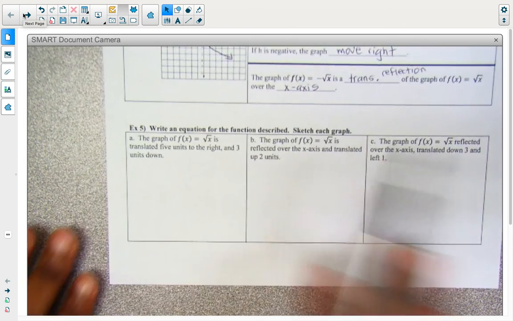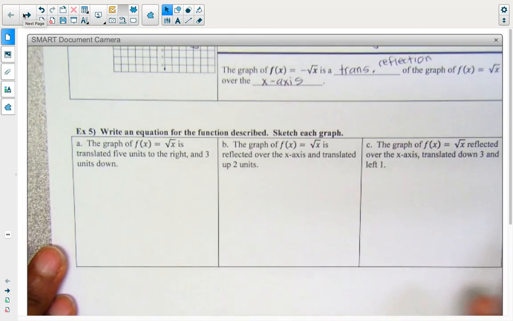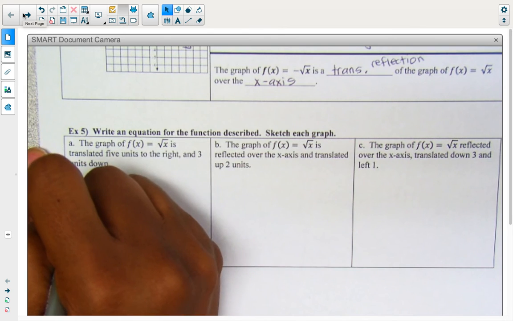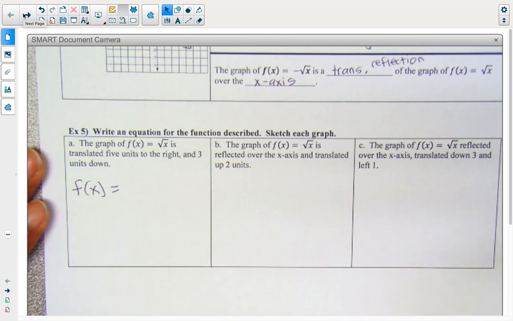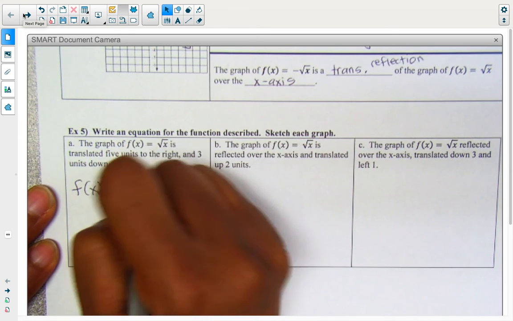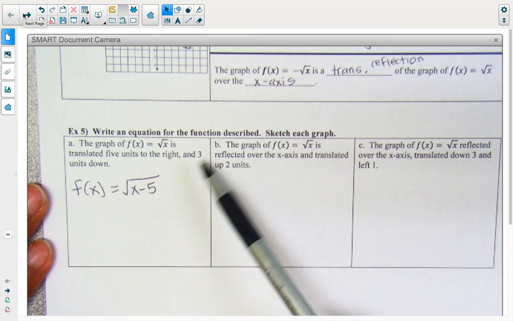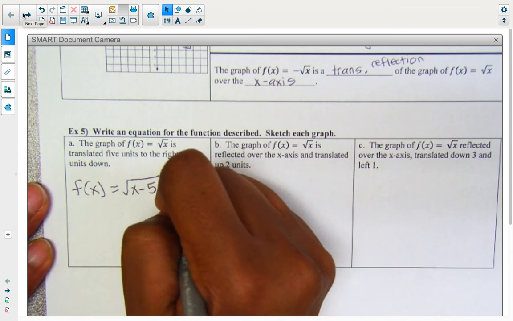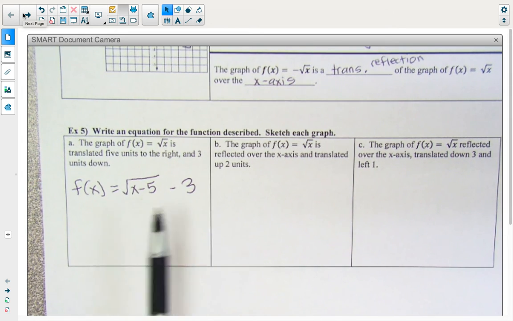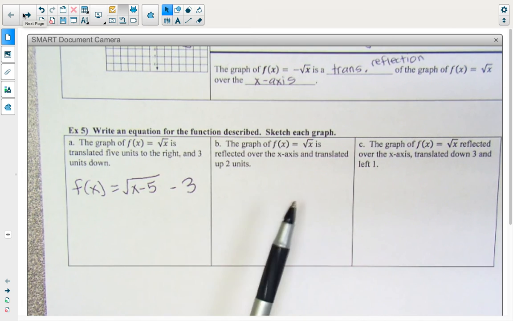So we're going to try some examples down here. Example A. The graph of f of x equals the square root of x is translated 5 units to the right and down 3. So I'm starting with my parent function. I want to make it go right 5 spaces. The number on the inside is what moves it left or right, and it's the opposite of what you think. So if I'm moving it right 5 spaces, it's actually going to be the square root of x minus 5. And if I want to go down 3 spaces, I would add a minus 3 on the outside. So this negative 5 inside the square root symbol moves it right, and this minus 3 on the outside moves it down.